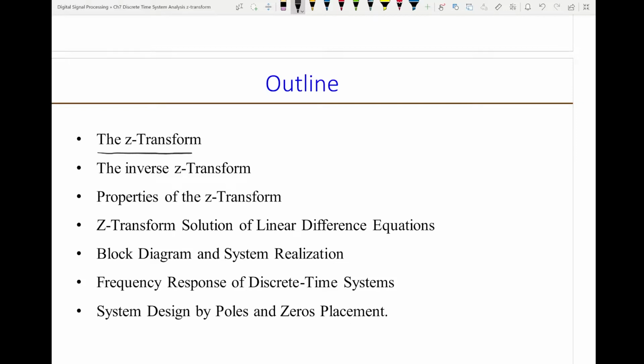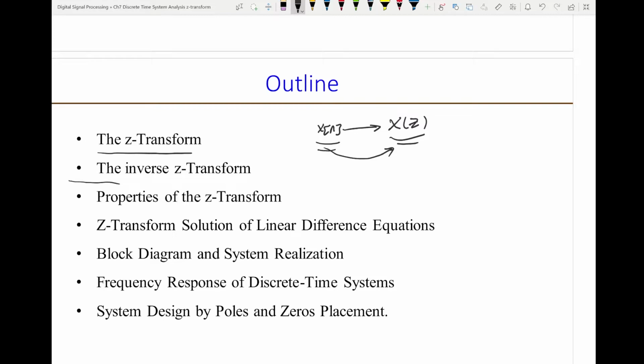For example, if you have a signal x of n and we do the Z transform to get x of z, what does x of z tell us about the signal x of n? It tells us the frequency content. So we're going to learn how we move from x of n to x of z.